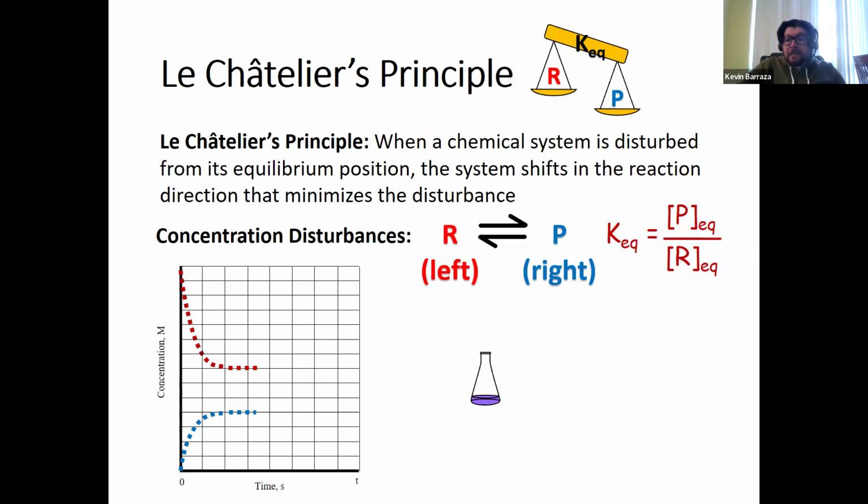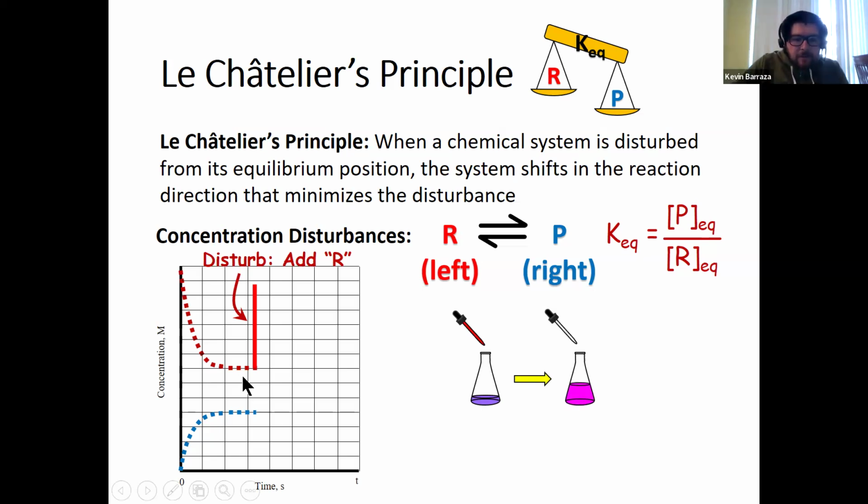Now, let's see what happens if I apply a concentration disturbance. My reaction is in balance. The forward rate and the reverse rate equal each other. So now the concentrations have stabilized. Everything is good. Suddenly, I'm going to drip in some extra reactant into my beaker. So that's what you see here on the graph. At a certain point in time, I'm just going to squeeze a little bit more out of the dropper into the beaker. So my concentration of R suddenly goes up.